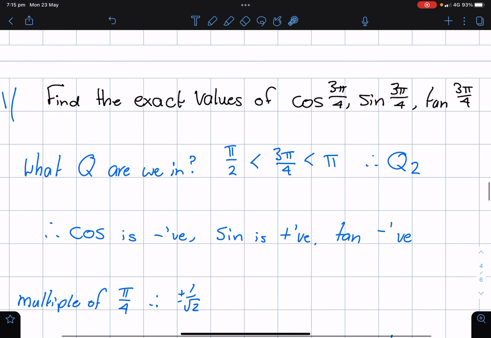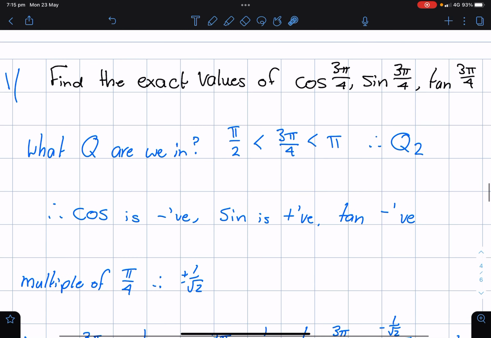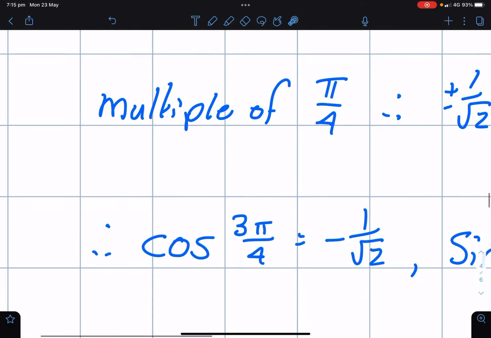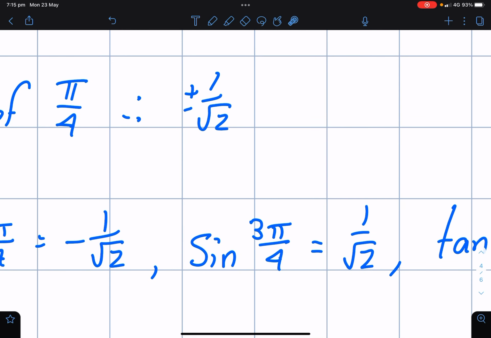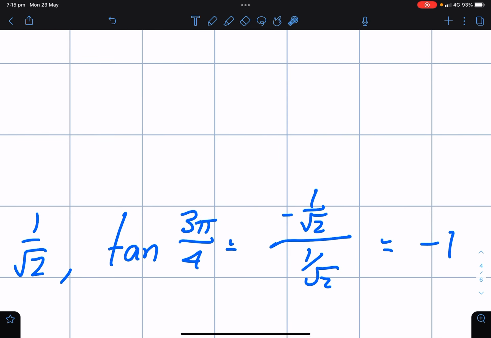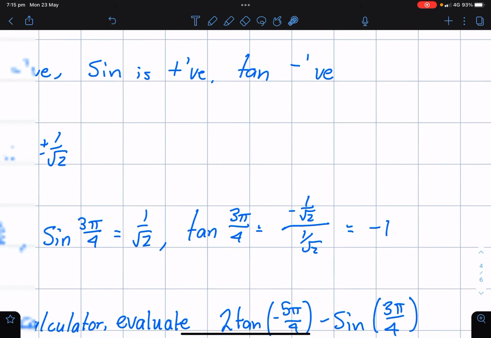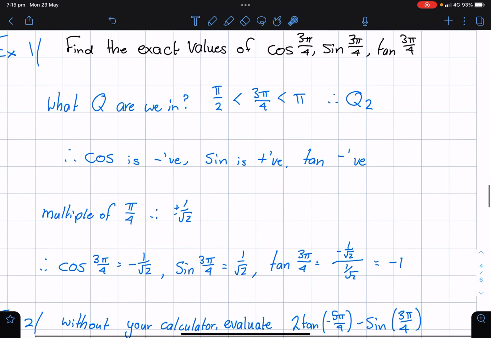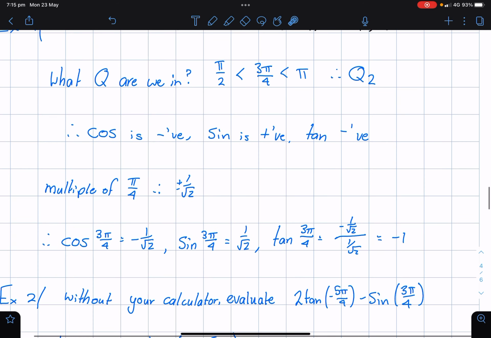So because we've got a multiple of pi on 4, it means we're dealing with plus or minus 1 on root 2. And luckily enough for us, both are 1 on root 2. So because cosine is negative, cosine 3 pi on 4 is negative 1 on root 2. Sine of 3 pi on 4 is positive, and that's 1 on root 2. So that means tan of 3 pi on 4 is negative 1 on root 2 divided by 1 on root 2, which is negative 1. All right, so they're the exact values of cosine 3 pi on 4, sine 3 pi on 4, and tan 3 pi on 4. Now, the second example I want to run through is a little bit trickier.